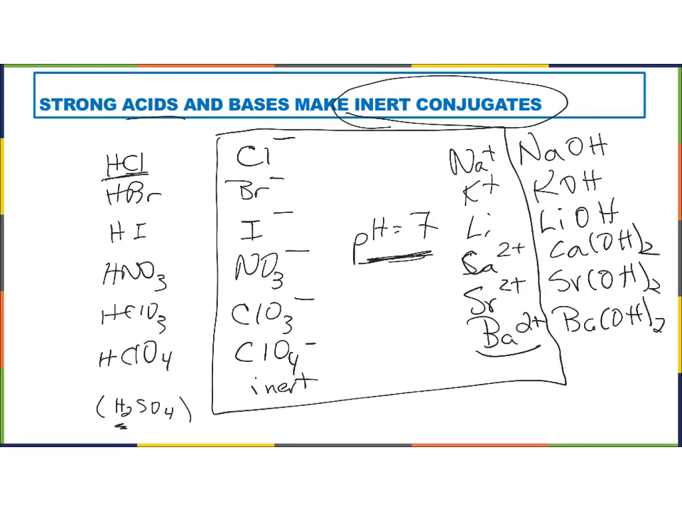So as we look for our salts and the acid-base properties of our salts, we are going to consistently look for the conjugates of the strongs. Why? Because they are going to be inert in the solution, giving us a pH of 7.